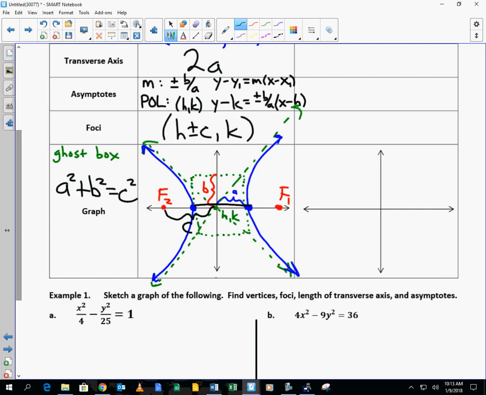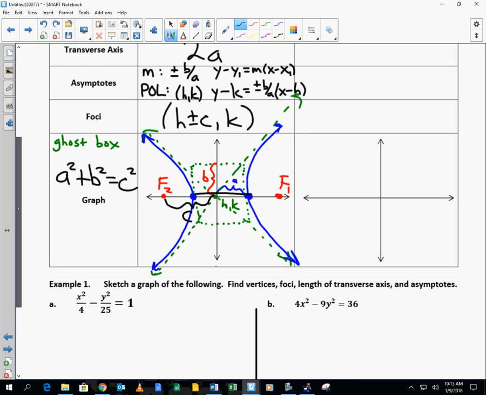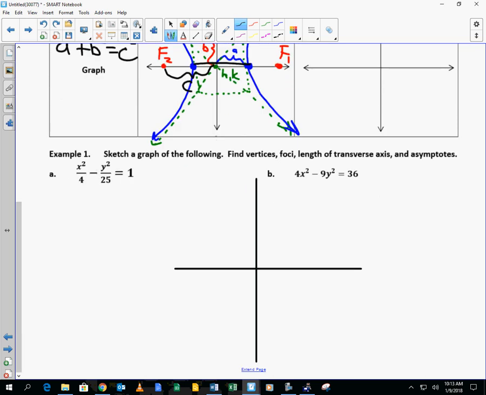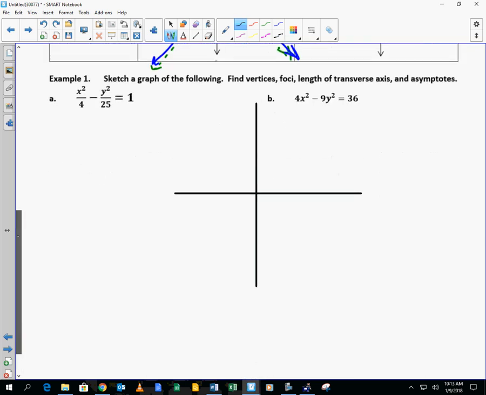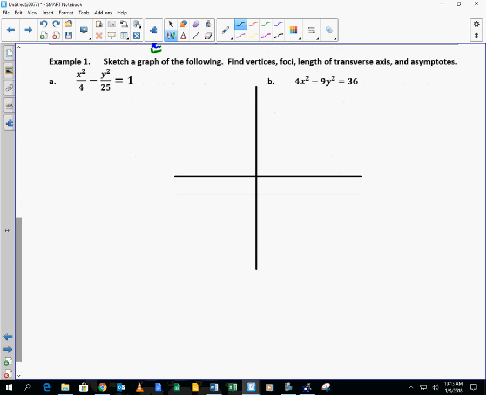Really good job. We're only going to do 2 examples today because I think that's really all that you'll need. And we're going to start by doing this example 1, and we are going to list all these important points. We're going to start with the center.